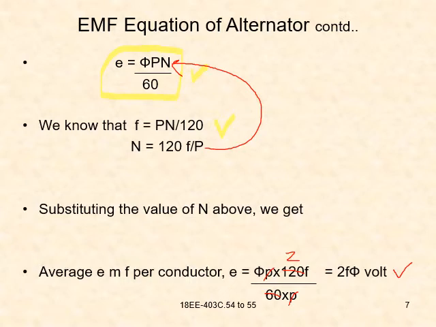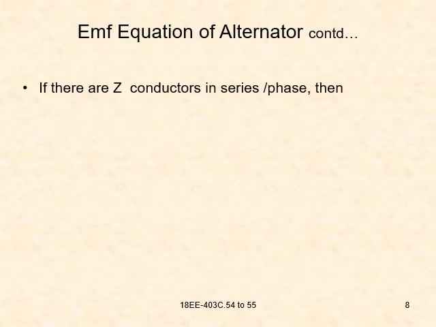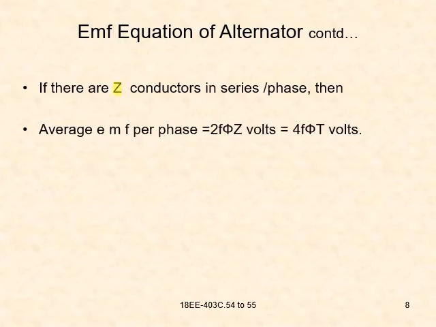So moving on to the next. If there are Z number of conductors in series per phase, then the average EMF per phase is equal to 2 f pi Z volts. Substituting the value of Z, that is Z is equal to 2T, then we get 2 into 2 is 4 f pi T.